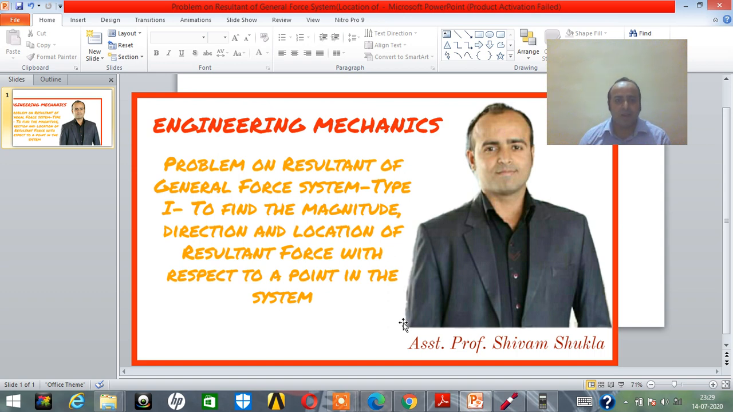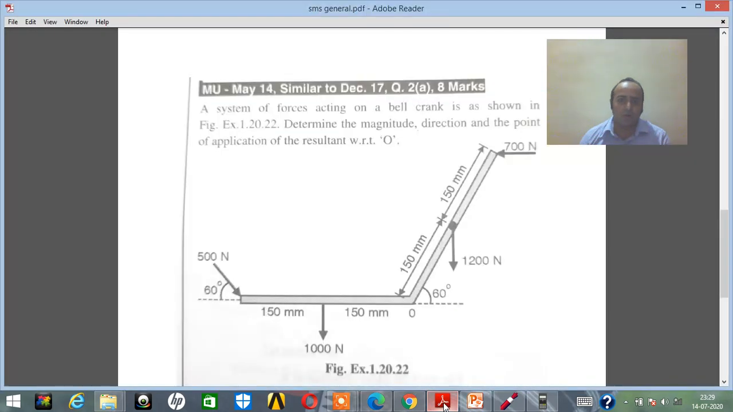This is Shivam Shukla and here I am to solve a problem on resultant of general force system. It's a type 1 problem to find the magnitude, direction and location of the resultant force with respect to a point in the system. Let's see how the question statement goes. A system of forces acting on a bell crank lever is as shown in the figure. Determine the magnitude, direction and the point of application of the resultant with respect to point O.